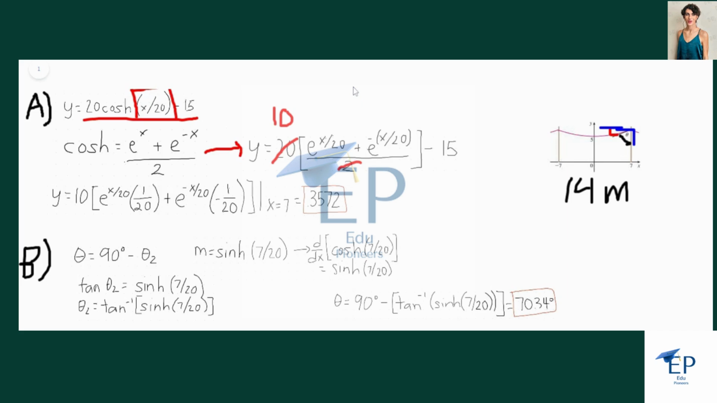Now that we have our final equation, we can put this into derivative form. If you know how to take a derivative, it's taking the 10 as a constant, multiplying it by e to the x over 20 times 1 over 20, since the derivative of the exponent is 1 over 20, plus e to the negative x over 20 times negative 1 over 20, as follows from the previous e to the x over 20. And all of this is equal to the derivative y prime.